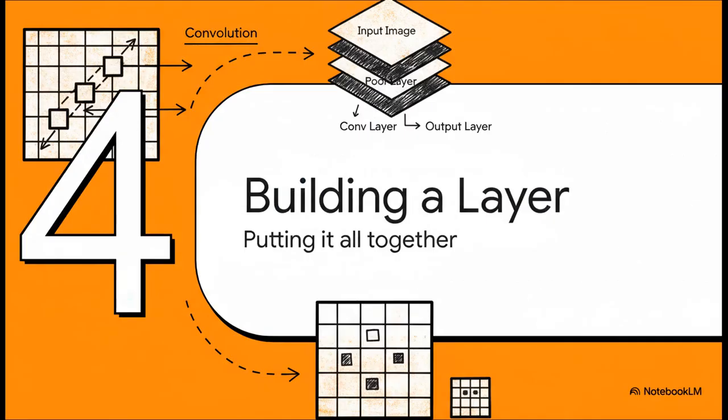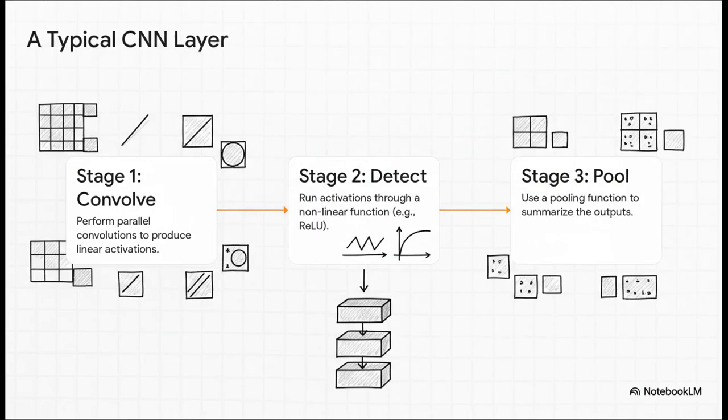All right, so we've got our two main building blocks, convolution and pooling. Now, how do they actually fit together? Let's zoom in and look at the structure of one typical layer inside a modern convolutional neural network. It's basically a three-stage assembly line. Stage one is convolution. We run a whole bunch of different feature detectors in parallel across the input to get our feature maps. Then comes stage two, the detector stage.